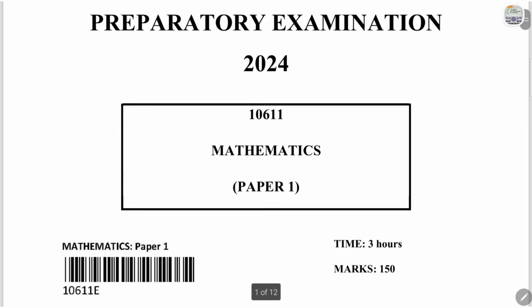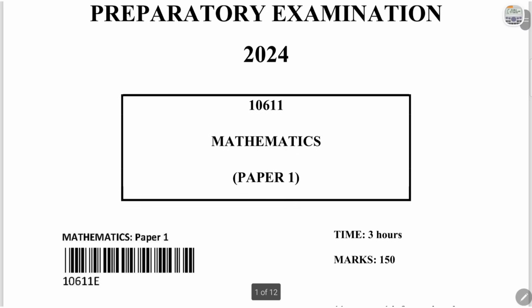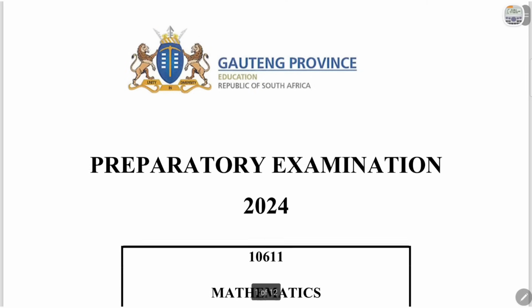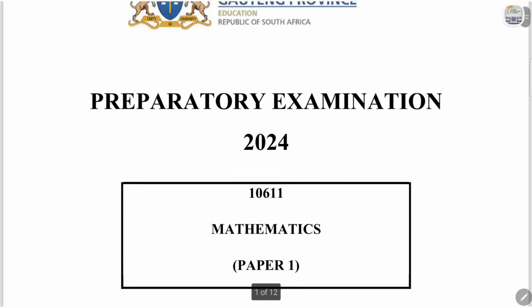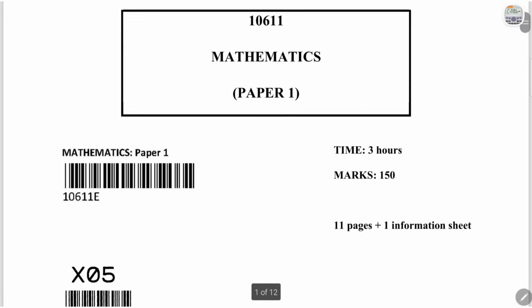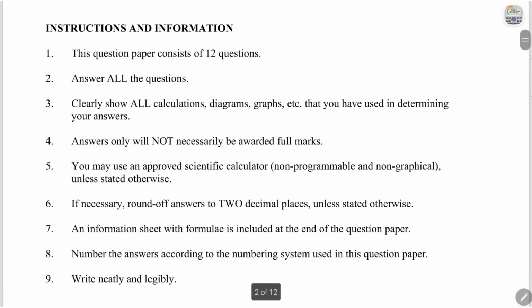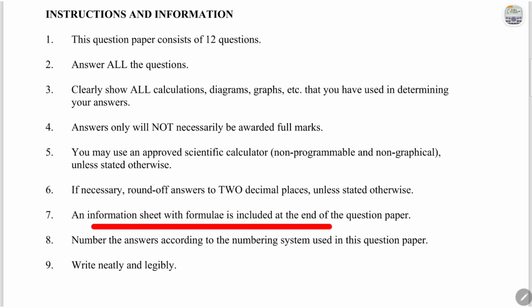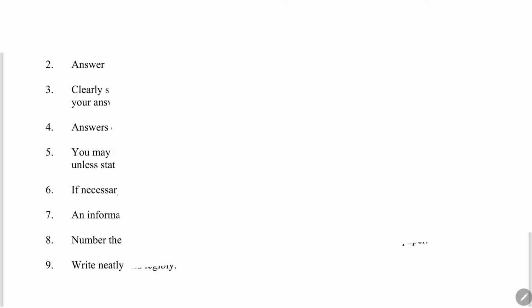In this video, we'll be working on the Mathematics Paper 1, the preparatory exam for 2024 from the Gauteng province. This paper is worth 150 marks and the time allocated is 3 hours. Make sure to round off to 2 decimal places unless stated otherwise. The diagrams are not necessarily drawn to scale, and you also have a formula sheet at the end of the question paper. Okay, with that being said, let's get into this video.